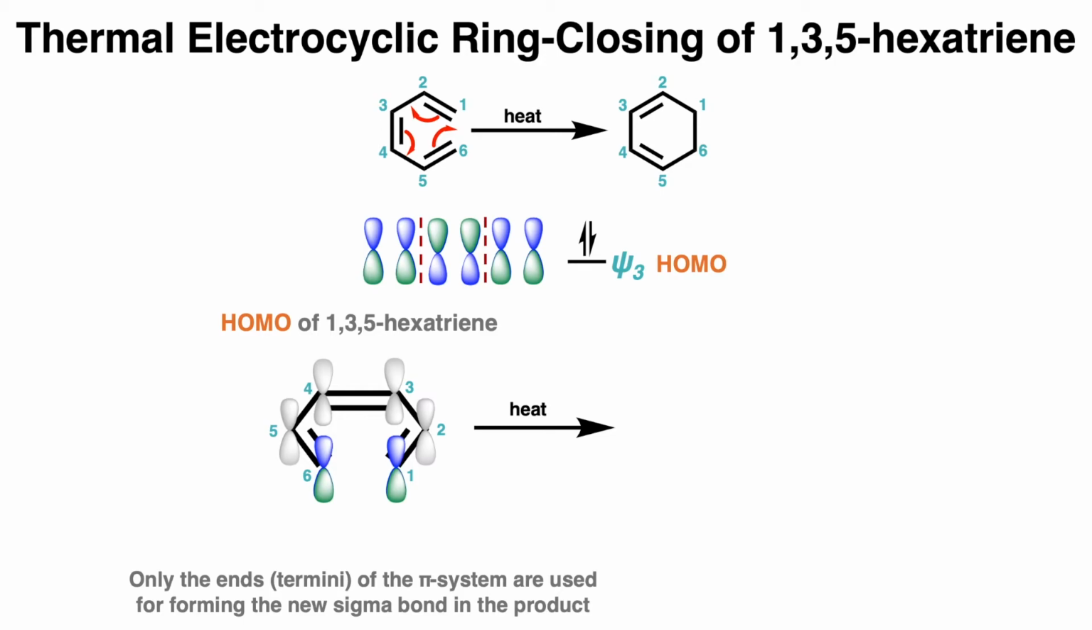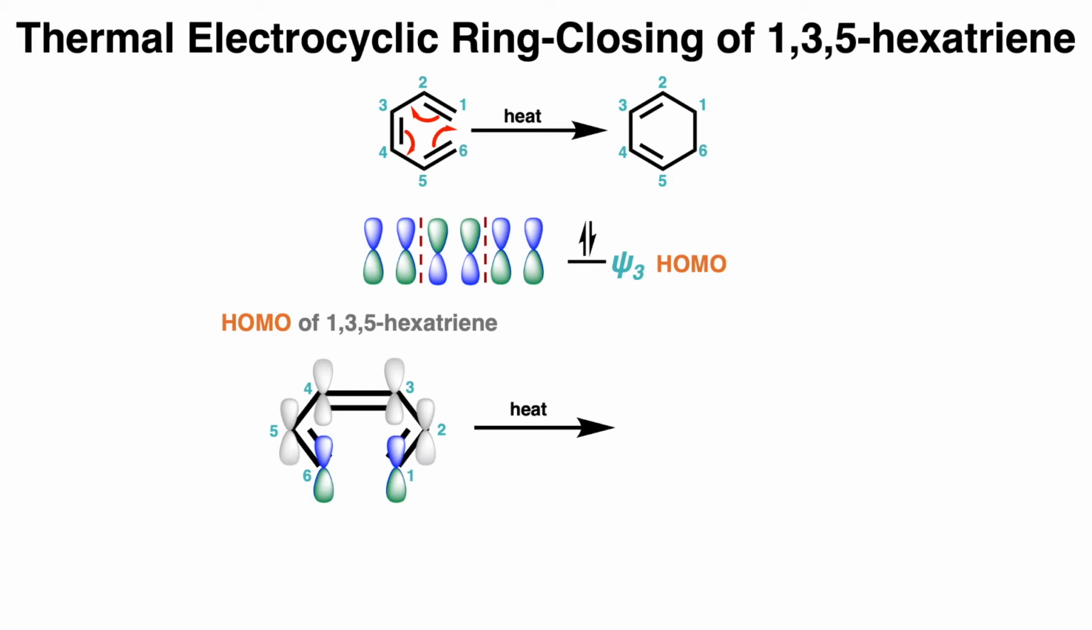Now let's determine what direction the ring closing occurs through. Since the orbital on C6 has to rotate clockwise and the orbital on C1 has to rotate counterclockwise in order for the blue lobes to overlap, this means that the rotation is called disrotatory.